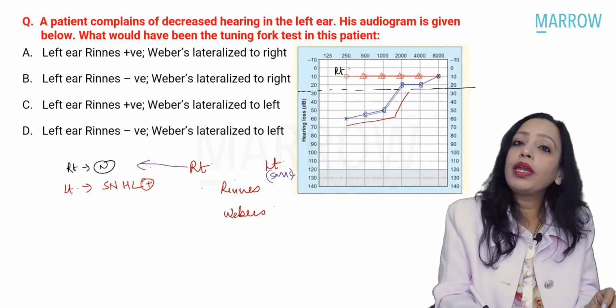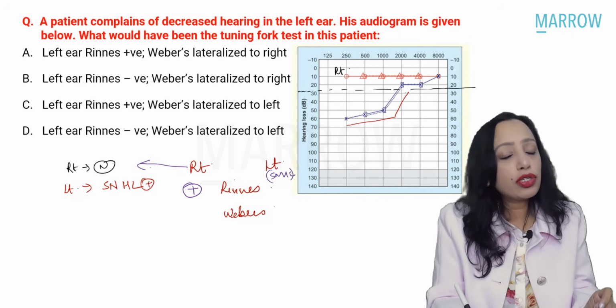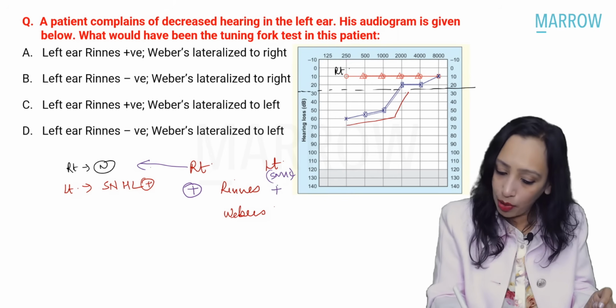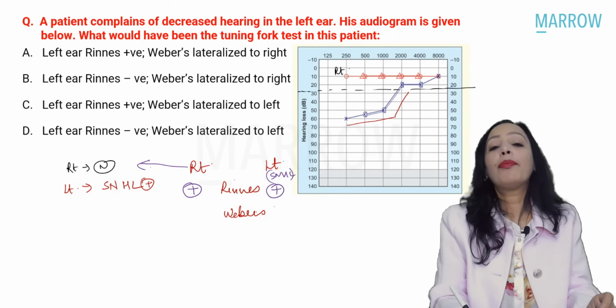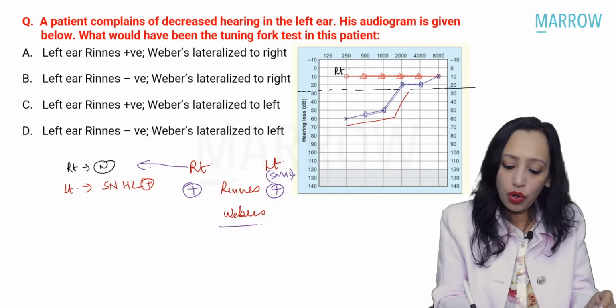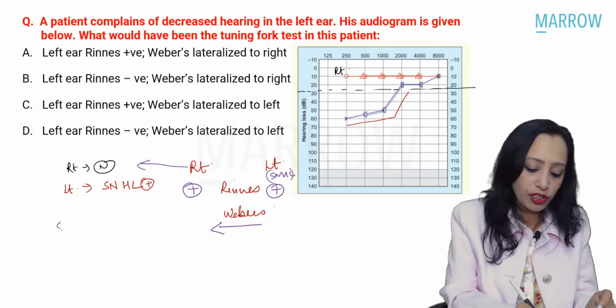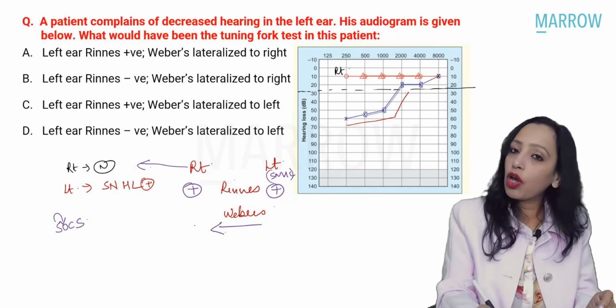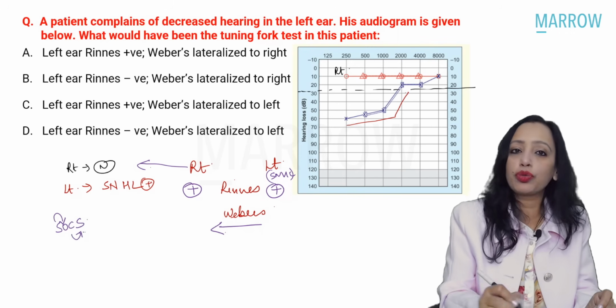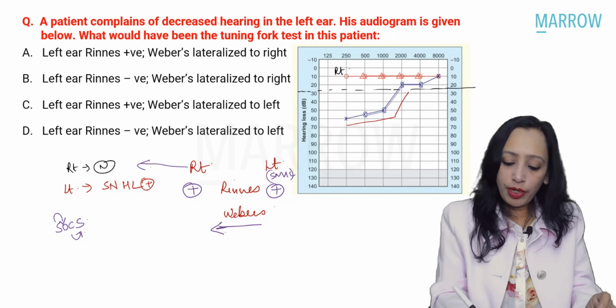So what will be Rinne's? If it is normal, Rinne's will be positive, and if it is sensorineural hearing loss, Rinne's will be again positive. Now, what will be Weber's if there is a sensorineural hearing loss of the left side? We know Weber's is always towards the better side in sensorineural hearing loss. What was the mnemonic? SOCS. In sensorineural hearing loss, it is towards the opposite side. In conductive hearing loss, it is towards the same side. So Weber's will be towards the right side.